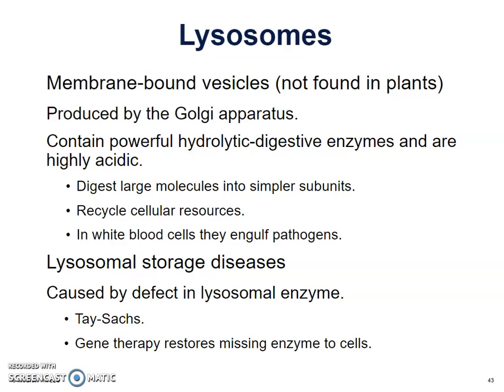Sometimes lysosomes don't work properly. This is caused by a defect in some of the enzymes contained in them, and it can lead to a disease called Tay-Sachs, which is a debilitating disease that affects young children. Generally, they don't live to be more than 5 or 6 years old. It's not a good disease. If you're interested in it, you can look it up, but we're not going to spend a lot of time talking about it. Sometimes gene therapy can replace the missing enzyme in the cells, where scientists will actually take a healthy gene, a gene that is correct, and insert it into cells of the person that is affected with the disease. Sometimes it works, sometimes it doesn't.